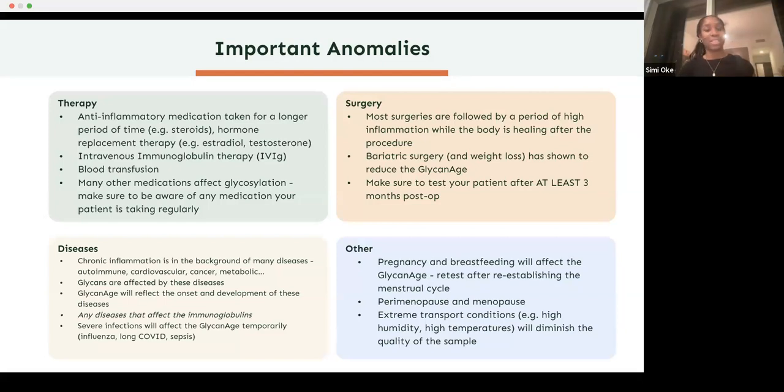With bariatric surgery, we did do a study on this, and we do find that bariatric surgery, because of the extensive weight loss, does reduce the GlycanAge significantly. And so again, it's all about making sure you're testing at the right time with these clients.